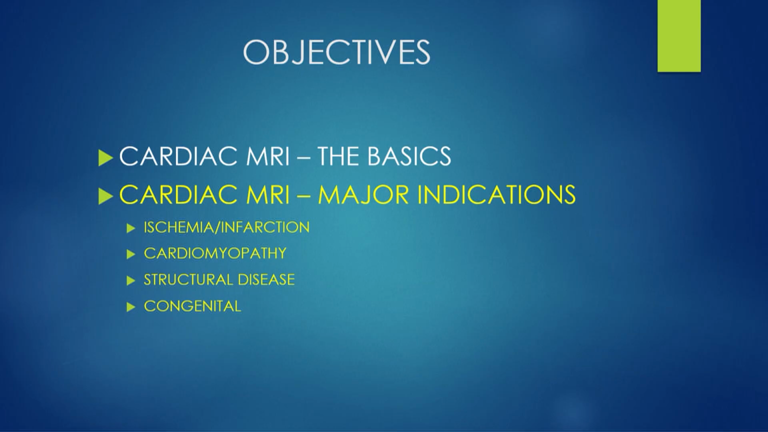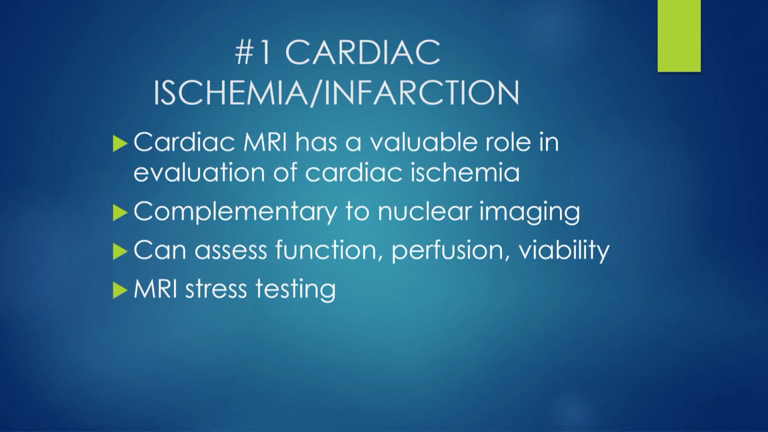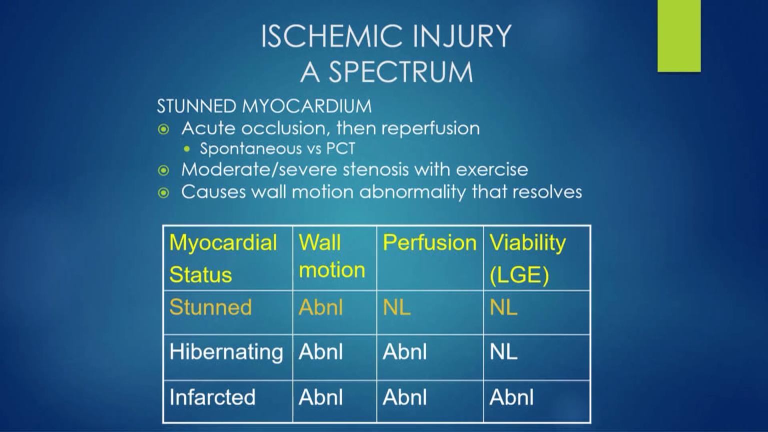Let's talk about some of the major indications. And of these, the one we do most commonly is the second, cardiomyopathy. But I mentioned ischemia is key, so I think we'll talk about that first, and then we can talk about some of the other things as well. But cardiomyopathy is our #1 indication, at least in our practice. Ischemia infarction, it does have a role. It's complementary to other things like nuclear imaging, and it does fine. It just isn't, so I'm going to talk about it, recognizing that we do less of it than some of the other things.